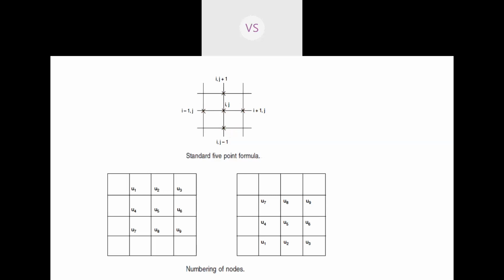In order to write the equation, first you should label or number the points. You can number them in this way: u1, u2, u3, u4, u5, u6, or you can number in this way also, starting from here. You can start from the upper side or from the lower side: u1, u2, u3, u4, u5, u6, u7, u8, u9.